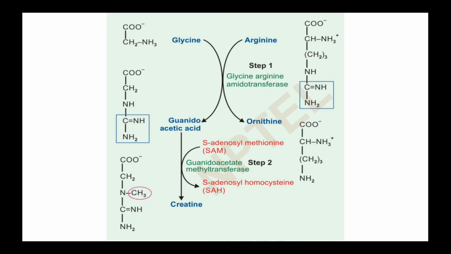So this is important for you to remember. Creatine synthesis occurs with the help of glycine, arginine, and methionine. Methionine is responsible for the methyl group transfer. Glycine and arginine together form guanidoacetic acid and ornithine. Guanidoacetic acid gets methylated to form creatine in the second step. The first step occurs in the mitochondria of kidney and pancreas, and the second step occurs in the liver. And finally, creatine will be synthesized.